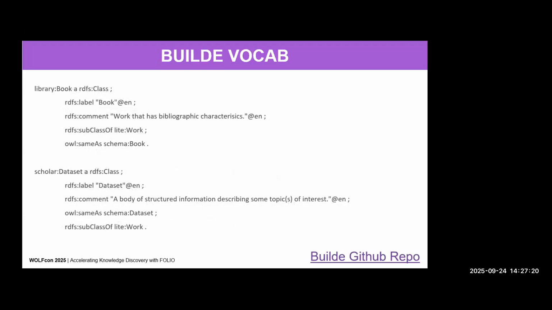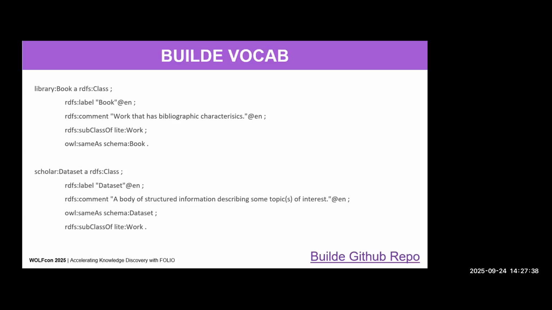So here's a quick peek into what the actual GitHub file looks like. This is a format called Turtle. So you just define new terms, classes, and properties in those files, and you submit a merge request, which we'll review, and then we can add new things.